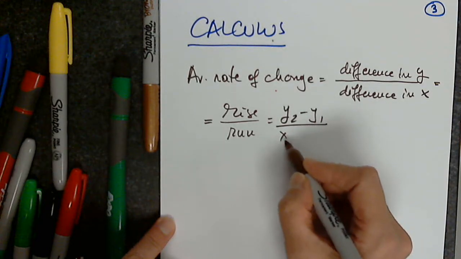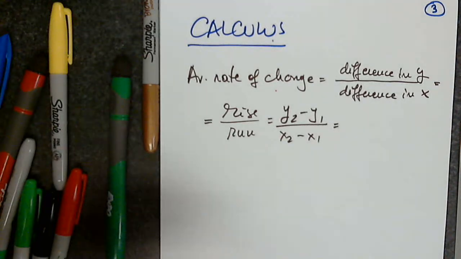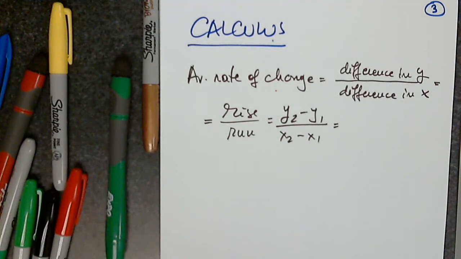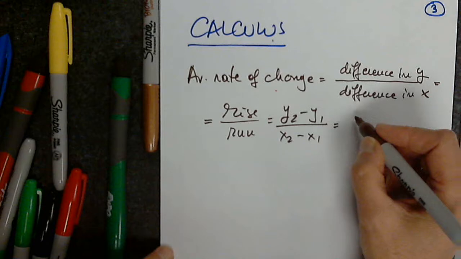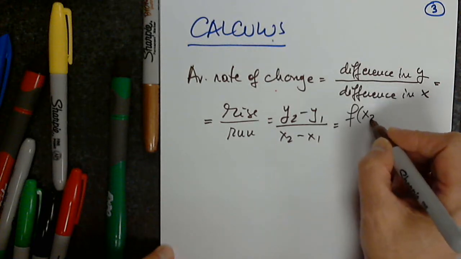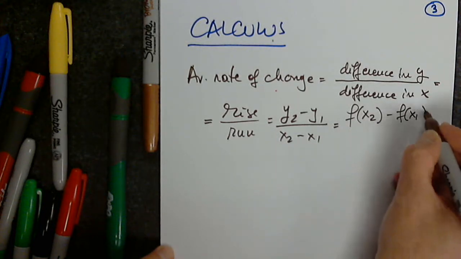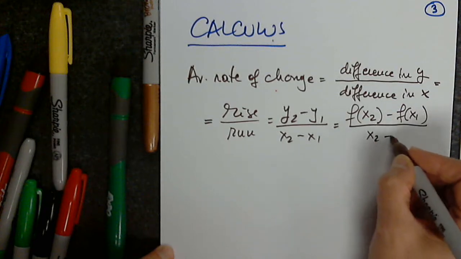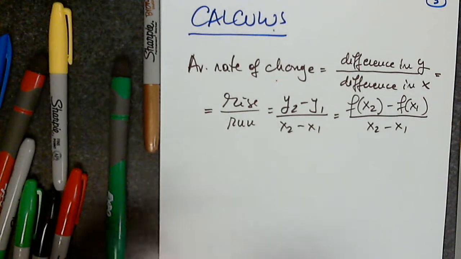Very good. Over x2 minus x1. However, when we talk about a function and we talk about y2, it's the same thing by writing f of x2 minus f of x1 divided by x2 minus x1. They mean the same.